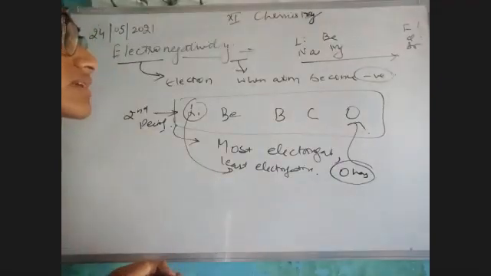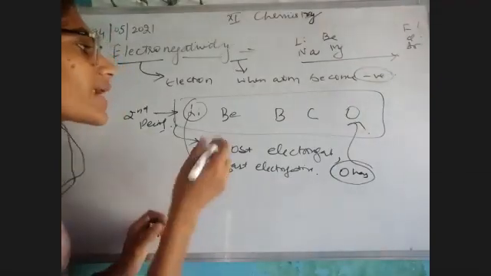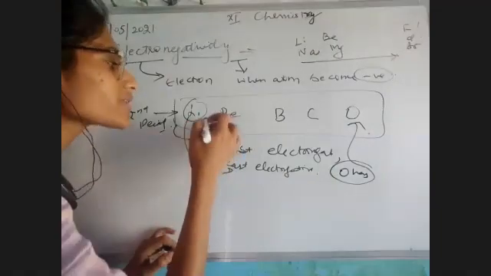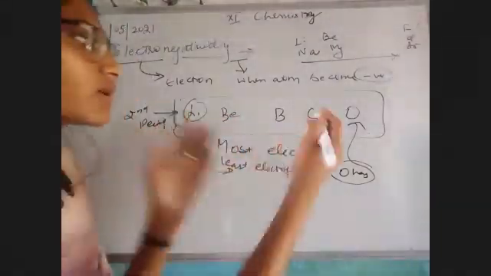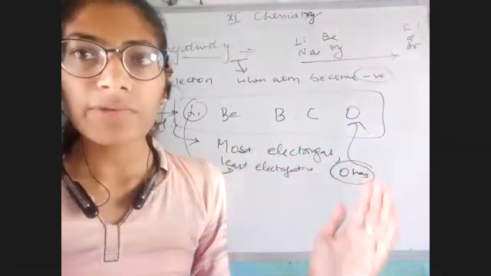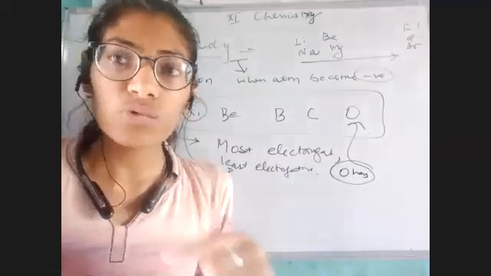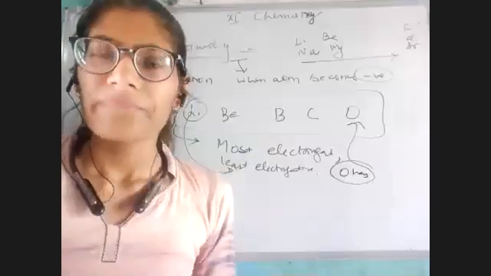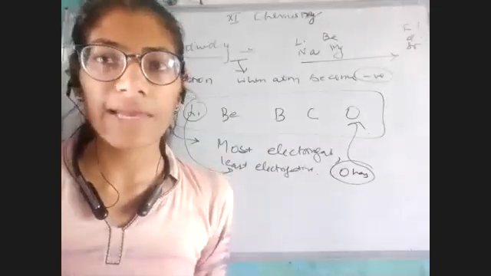Same as this, you could be asked with going down the group, or you could be asked a combined question. That means they give you 2-3 elements across the period and also down the group. Then you have to tell which one has the maximum electronegativity. That would be a little complex. We will see with the help of some examples.